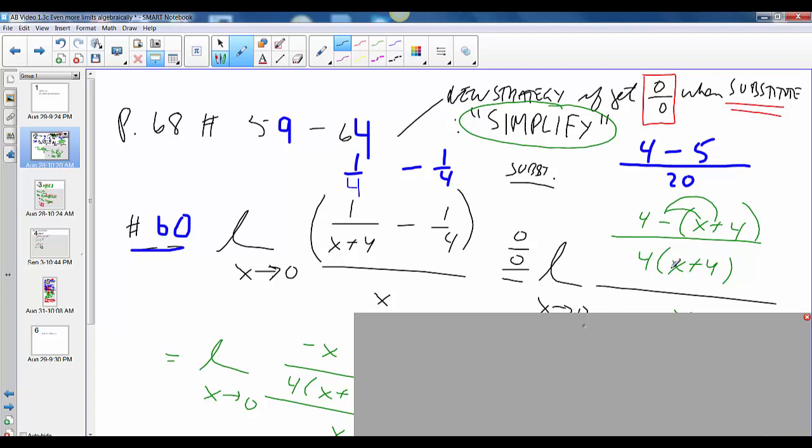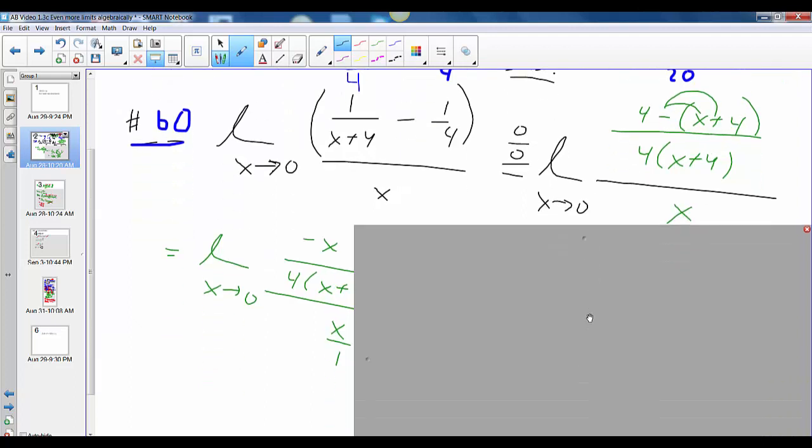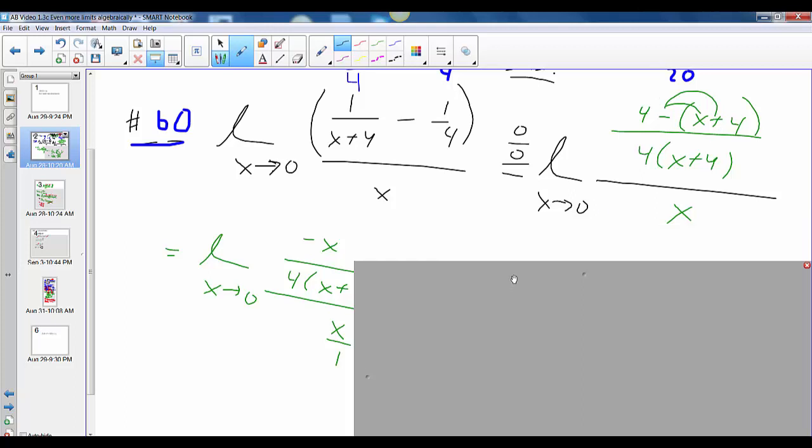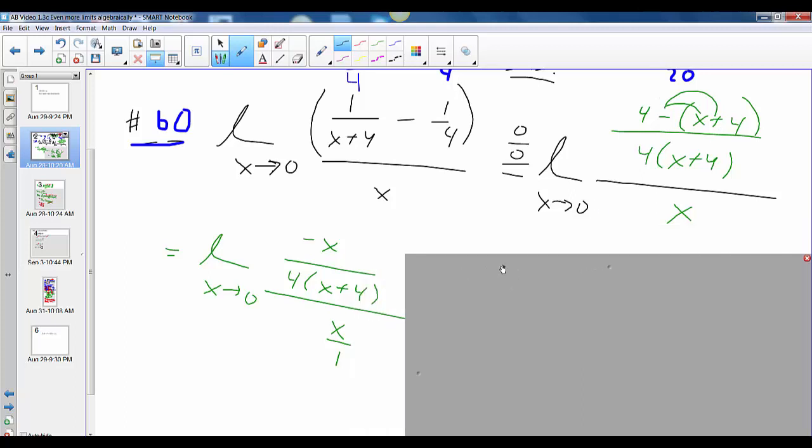I'll need to multiply this denominator 4 by x plus 4. So I multiply the top by x plus 4. Be very careful when there's a minus here. That negative will affect both those terms. On the bottom, of course, we just have x. So what happens on the top is we have 4 minus x minus 4. Well, the 4's cancel. So that leaves us with negative x over 4 times x plus 4, over x.